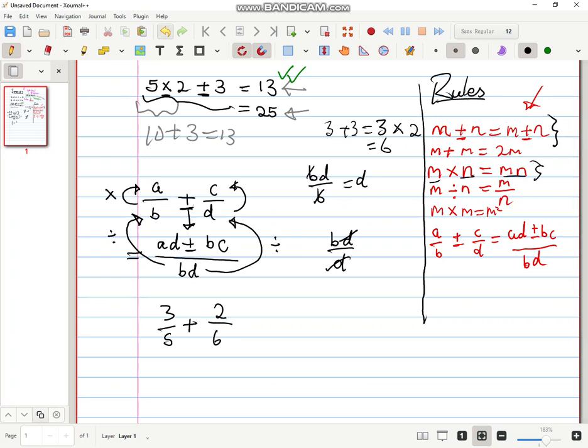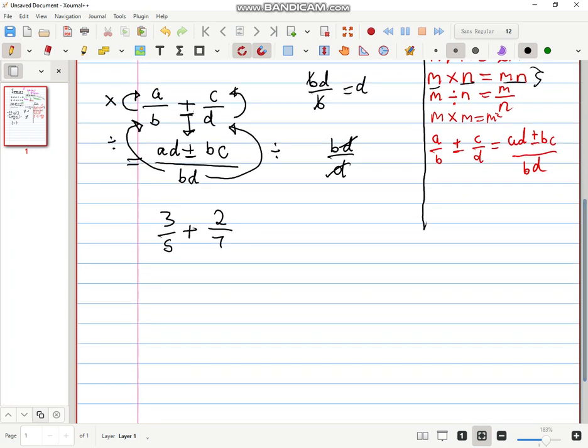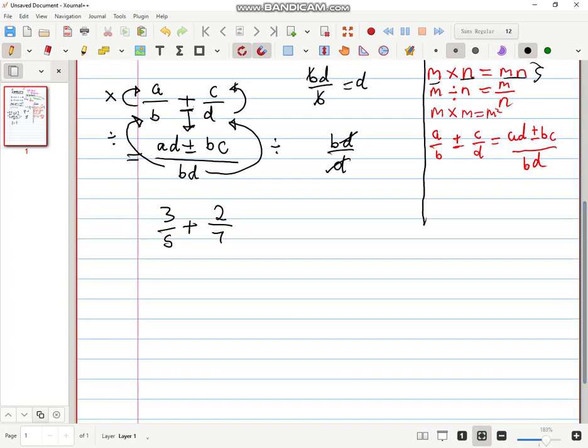Sorry, let me say 2 all over 7. Let's see if this method will work in this type of scenario. Remember, first of all, we said we're going to take 5 and multiply it by 7. You can write it as 5 and then put 7 in the brackets like this, or you can multiply them actually. But if you write it like this, it becomes easy for you when you cancel.